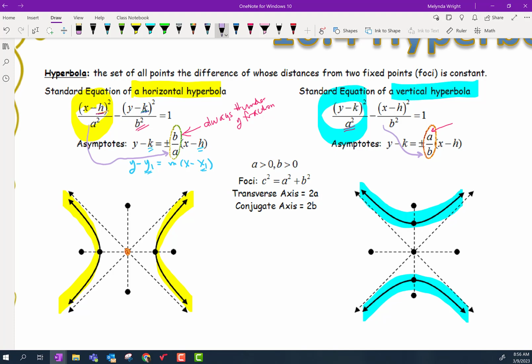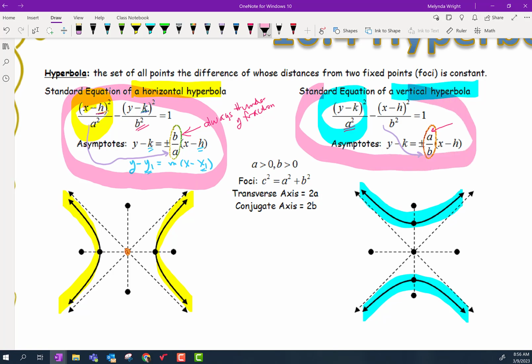Now, which formulas are going to be given to you? Okay, that's always a good question. You're going to get these formulas right here, the formulas with the equation and the asymptotes. You're not going to have to memorize those two sets of formulas. We will give those to you.